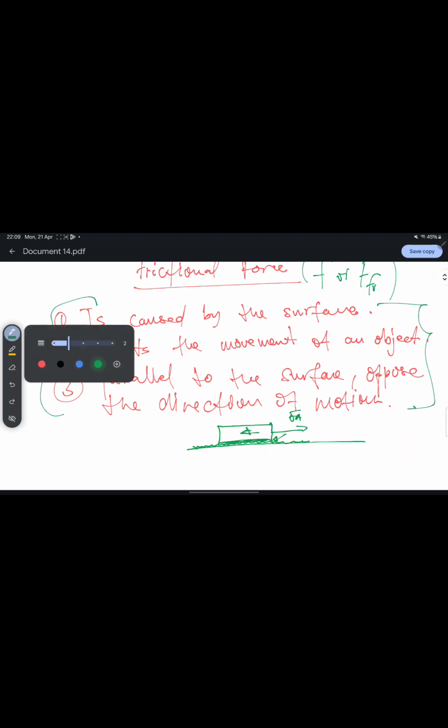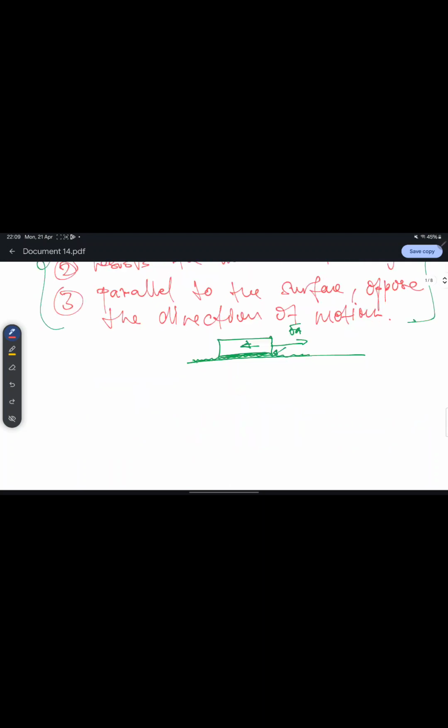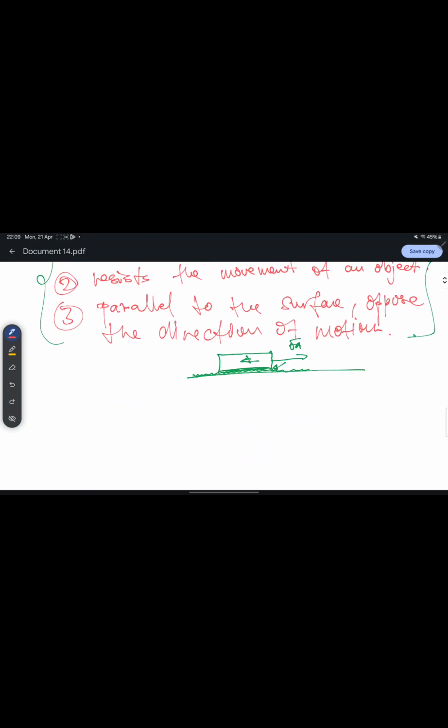Alright. So a proper definition here, you will include all these. We will define friction force as a contact force that opposes the motion of an object and which acts parallel to the surface. So you will define frictional force.